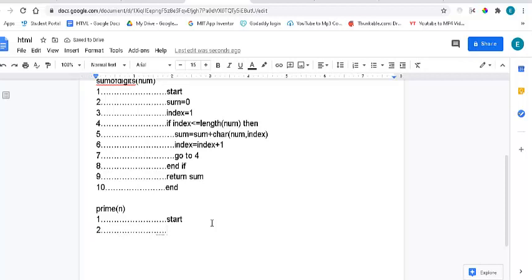We need to go through a loop, so we are going to set the loop, but the index, instead of 1, we are going to start with 2. Remember, we have to check if it's divisible by any number from 2 to n minus 1. And the next one is going to start the loop.